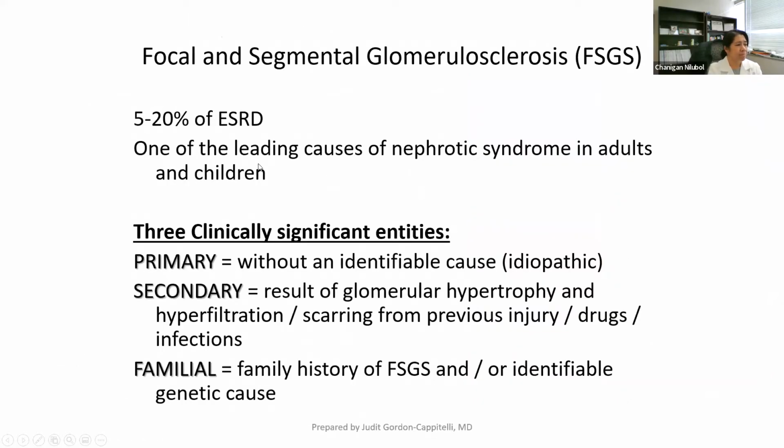It actually can represent a number of patients on end stage kidney disease. One of the leading causes of nephrotic syndrome in adults and children. So primary FSGS is, again, we don't really know what the cause is. Secondary, it could be from hyperfiltration or scarring from previous injury. It can be from medication or infection.